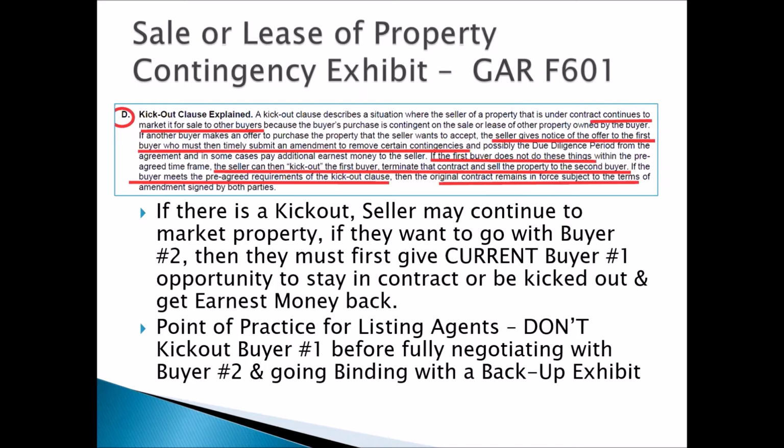Now, you listing agents, a point of practice. If you are under contract with buyer number 1 with a kickout provision, do not exercise the kickout to buyer number 1 until you fully negotiate a contract with buyer number 2. Go binding on that contract with a backup contingency exhibit that we'll talk about next. If you just have an offer and you kick out buyer number 1 and they terminate, and you never get terms negotiated with buyer number 2, you are back at square one, my friend. So that is just a point of practice.